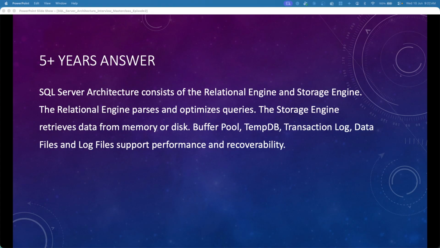When you are explaining the architecture, don't complicate it. Just say clearly that SQL Server consists of the relational engine and storage engine. The relational engine parses and optimizes the queries. The storage engine retrieves the data from memory or disk. Buffer pool, TempDB, transaction log, data files and log files support performance and recoverability. This is very short and sweet.